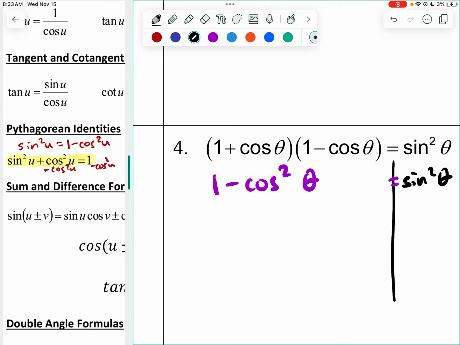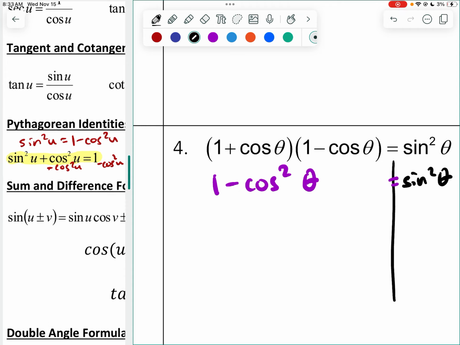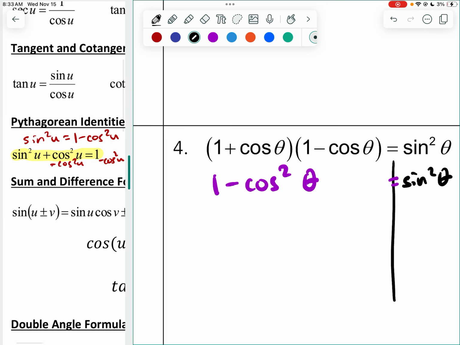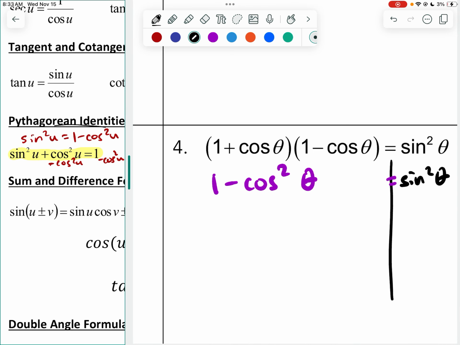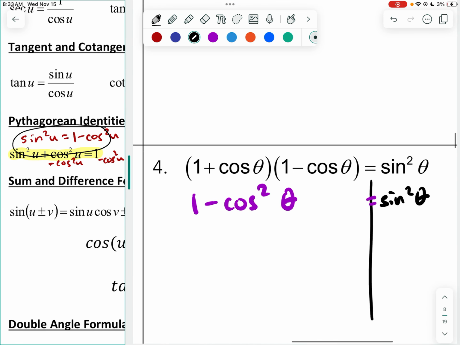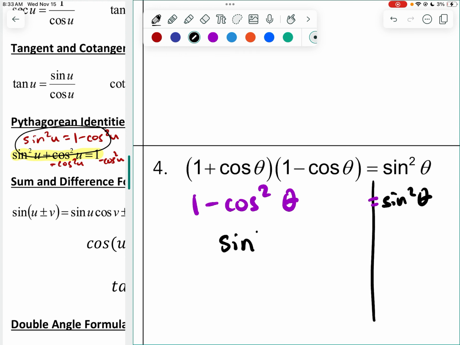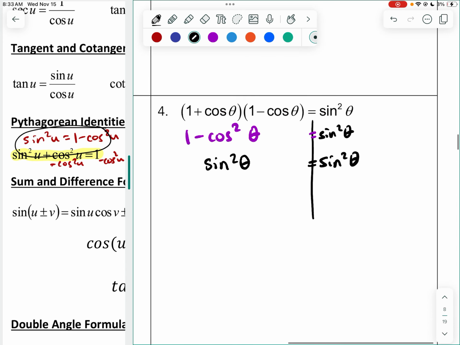So now go to your identities. So we already rearranged that first one to be actually what this is, right? 1 minus cosine squared. We said that equals sine squared. Oh, and that's what we were trying to show. Okay, you don't have to simplify it anymore. It's just we got it to what we were trying to prove.